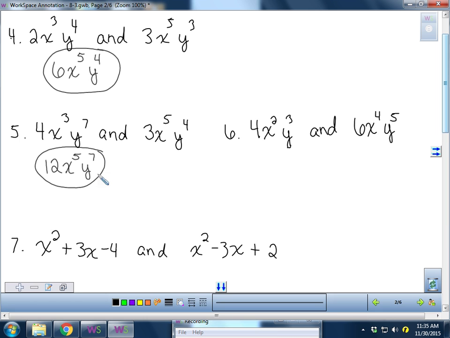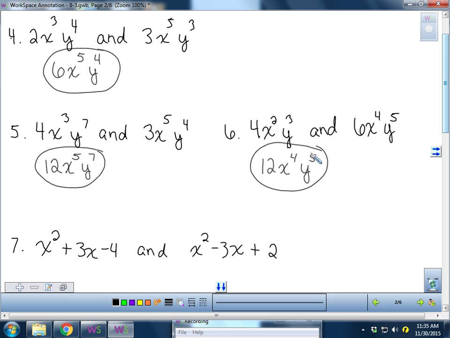Alright? And this last one, the smallest thing that both 4 and 6 will go into is 12. Notice on this one you can't just multiply the two. The smallest thing that x squared and x to the 4th will go into is x to the 4th. And then between y cubed and y to the 5th, that will be y to the 5th. Alright, so those are some easier examples.